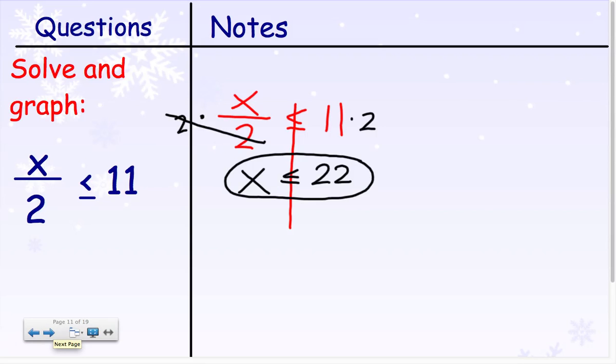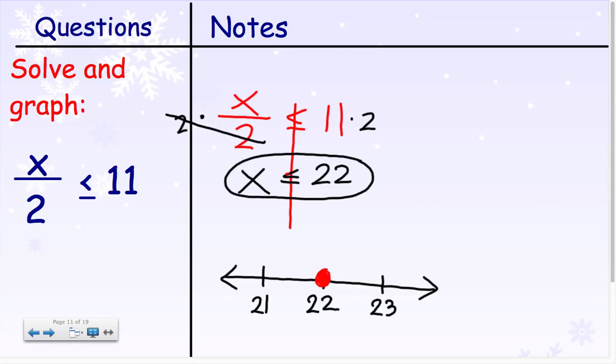Now I need to graph it. A quick way of graphing is I always put the number that I ended up with, so the 22, in the middle. Then I put one number smaller on the left, one number bigger on the right. Since this one was less than or equal to, I need a closed circle. My variable's on the left, which is perfect, so I can turn my inequality into an arrow. My arrow is pointing to the left, so that means I need to shade to the left.